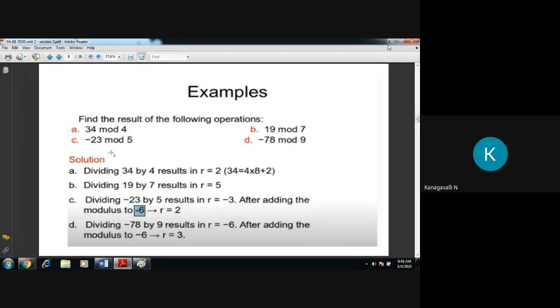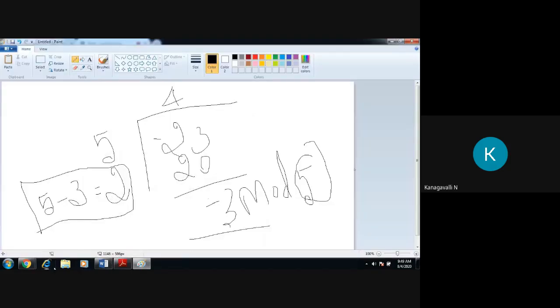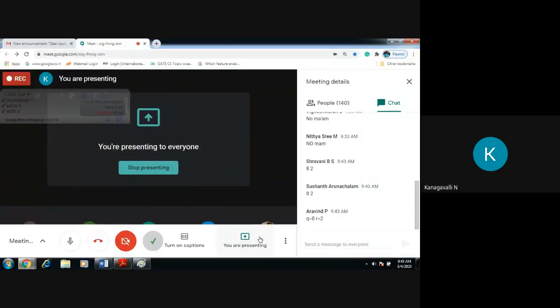Please check this and say the answer: minus 78 mod 9. According to this procedure, please solve it and say the answer. Minus 78 mod 9. If you do it in parallel, then only you can easily understand this concept. Minus 78 mod n, that means mod 9.